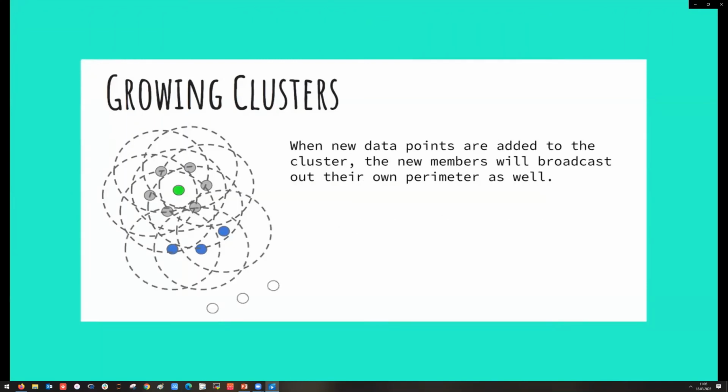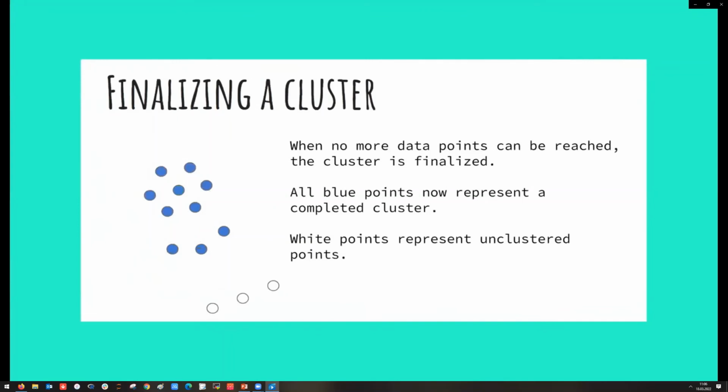Now these new members will cast out their own perimeter and search for even more members to join the cluster, but in this case, they don't find any. Because new members are not found, this cluster is finalized. I've turned all members of the first cluster blue. However, you will notice there are 3 white points still unclustered.